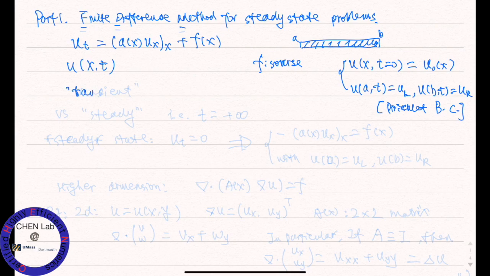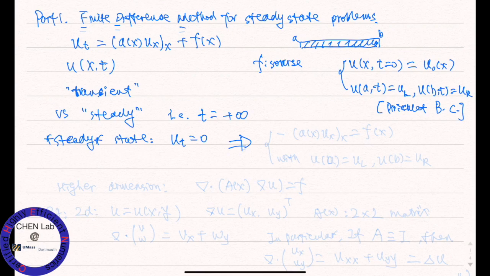This is so-called transient. The temperature is changing as time goes by, at least initially; it's a transient state. Versus so-called steady, which is when your time is infinity, you let this system evolve to infinity. For some systems, including this one, it reaches a so-called steady state. So what do we mean by steady state? It means things are not changing with time, so u_t is equal to 0. Its partial derivative with respect to time is 0. That means it's not changing with time.